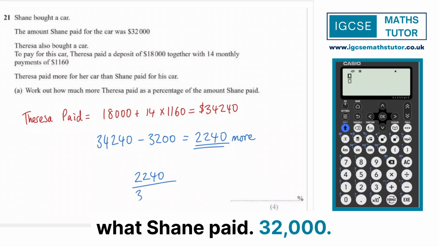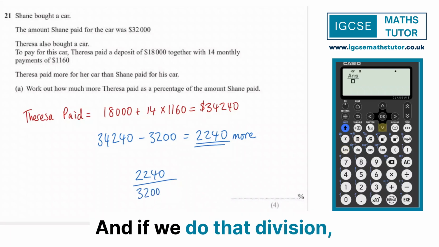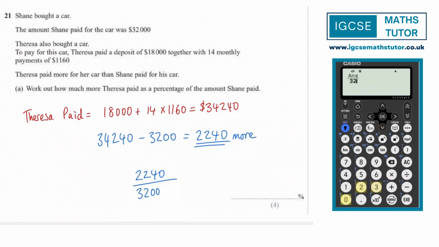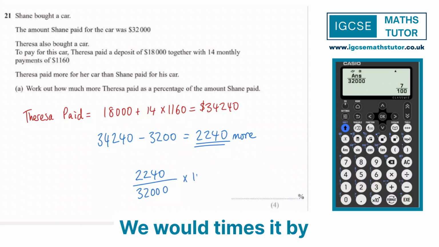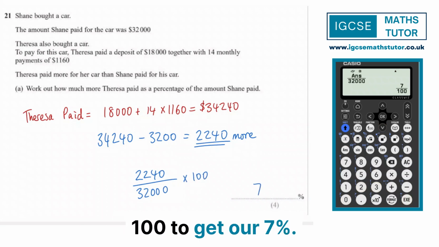As a percentage of what Shane paid, so it's the difference divided by the original, or in this case what Shane paid, $32,000. And if we do that division, we would get it as a decimal, which would be 0.07. We would times it by 100 to get our 7%.